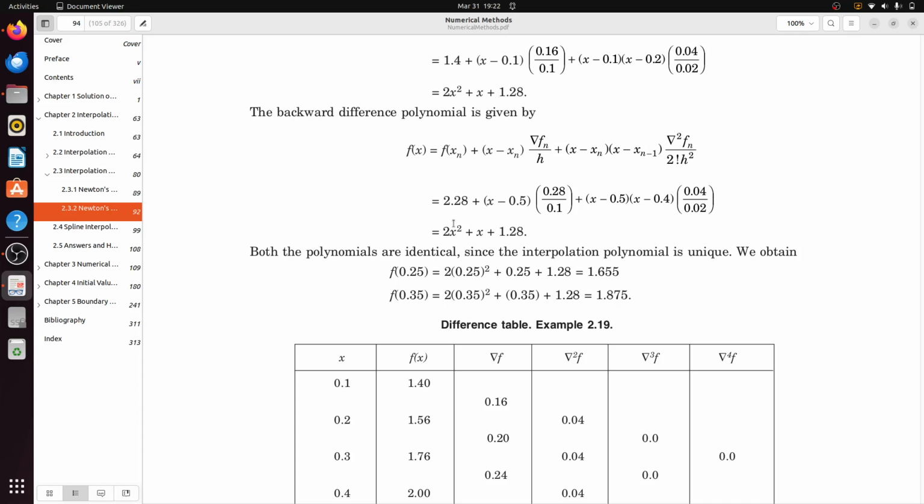If you construct Lagrange's interpolation formula, you will get the same interpolating polynomial. So the interpolating polynomial exists and is unique. Now here you put 0.25, 0.34.